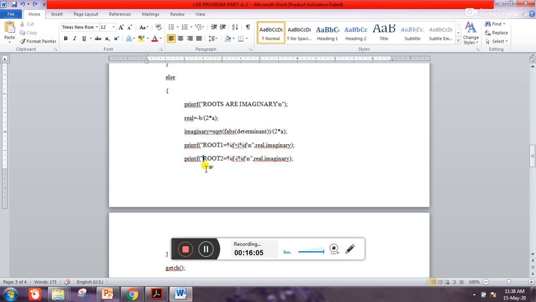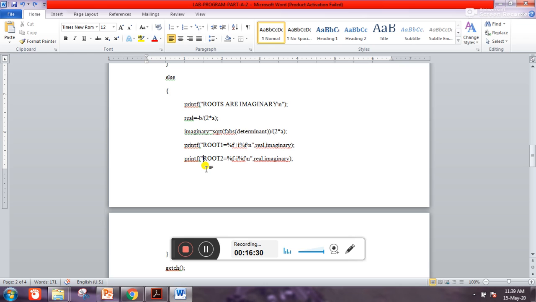And what is remaining next? Now, if a and b are 0, the first condition, then we can't find the roots; it is invalid. If only a is 0, the second condition, we can find the linear equation. The next condition is that we can find three kinds of roots: real and distinct, equal roots, and complex and imaginary. So now we have written the conditions for real and distinct roots and equal roots.